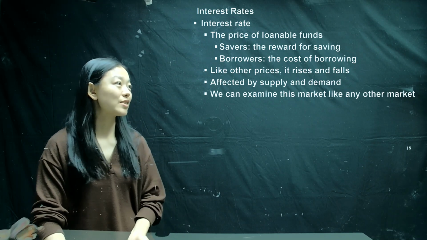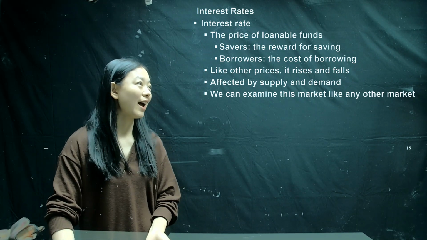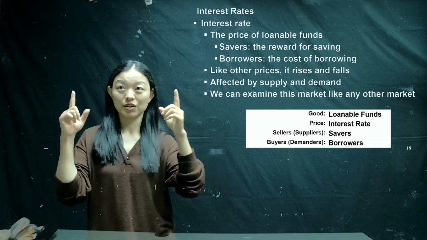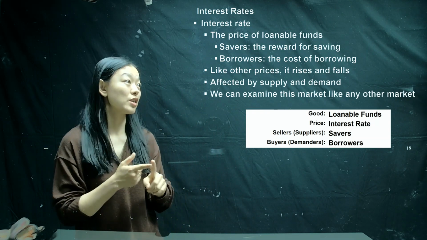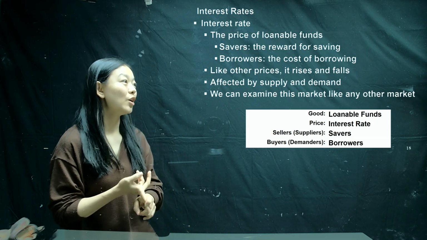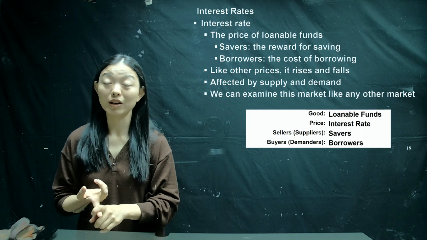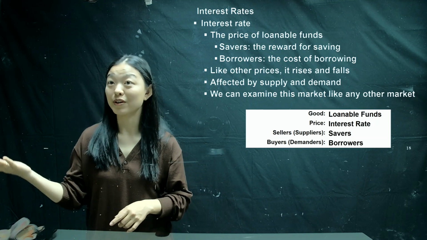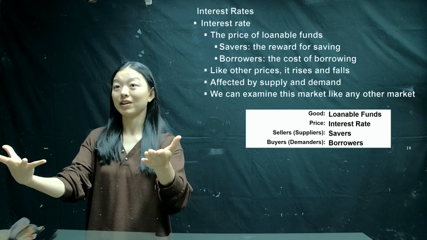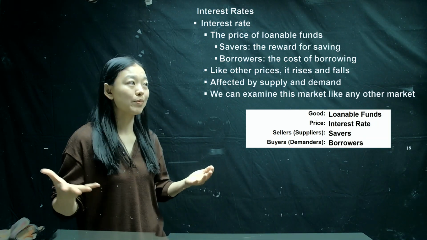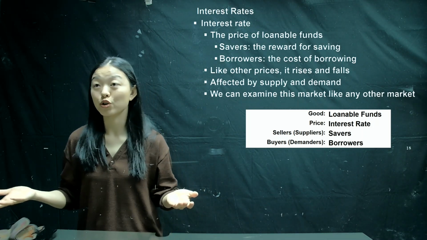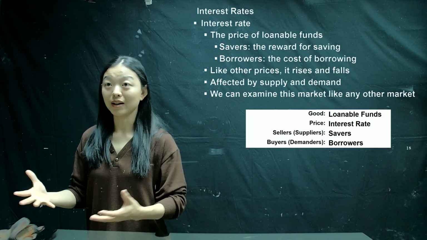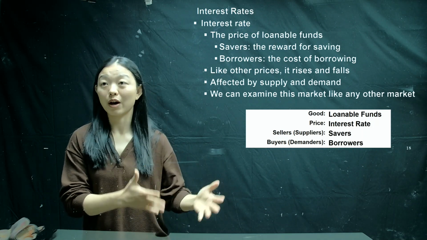So let's look at what we have in the loanable funds market. The good in the loanable funds market is the loanable funds. The price for loanable funds is the interest rate. The supply of loanable funds comes from savers, like us, who put money into a saving account. And we also have the buyers of loanable funds, the borrowers, like firms and corporations. They need to borrow money from a bank for their future or current investment.